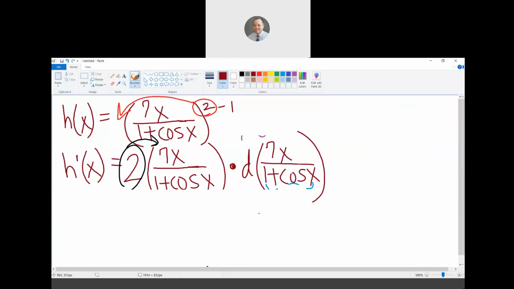Okay, I will ask you guys, is everybody okay with this first step? Just using the power rule and setting up the chain rule. Did everybody get that part? Yes. Okay.